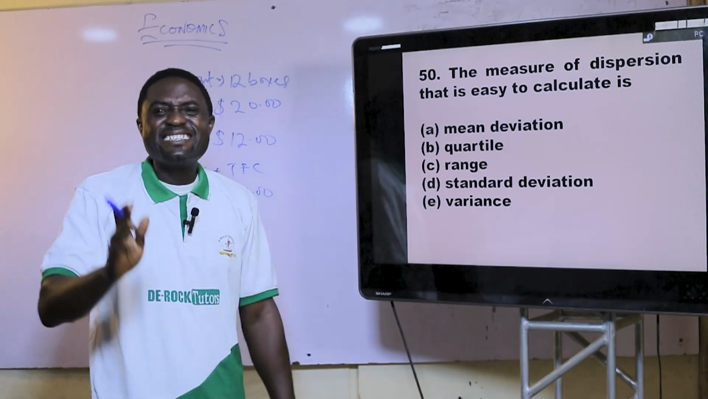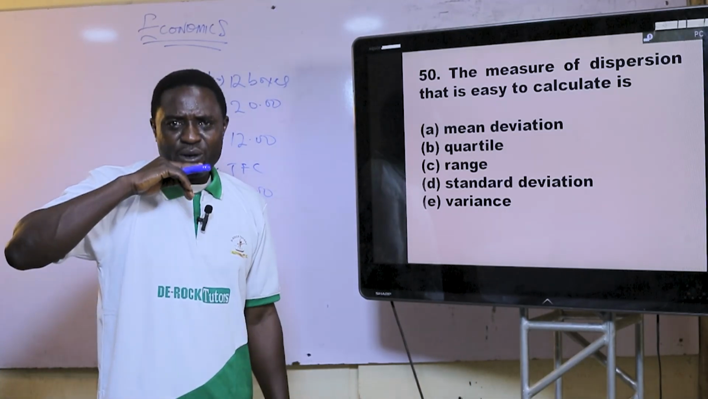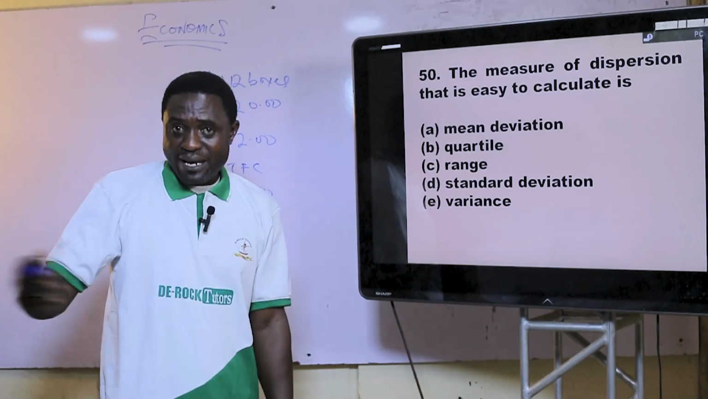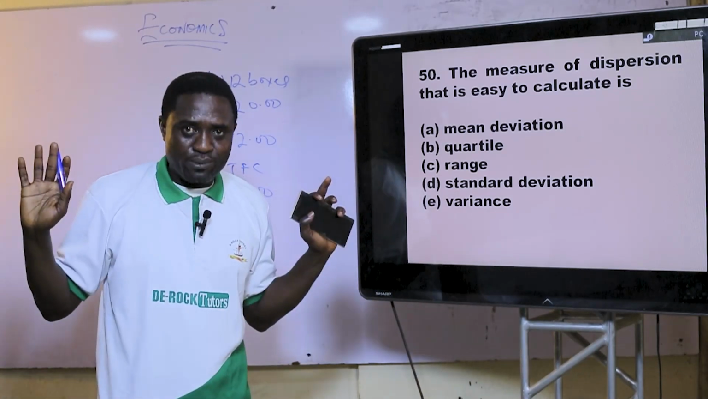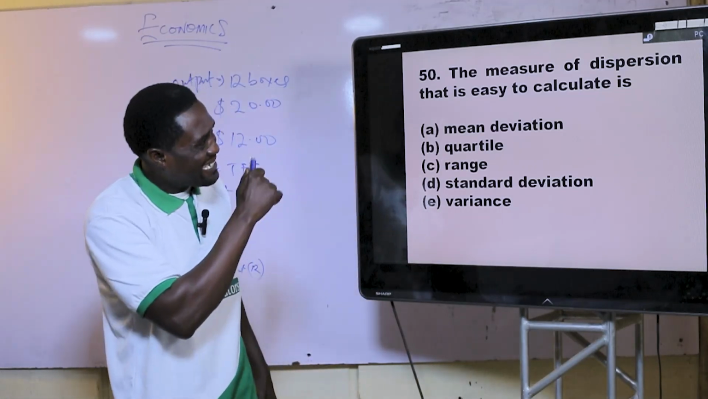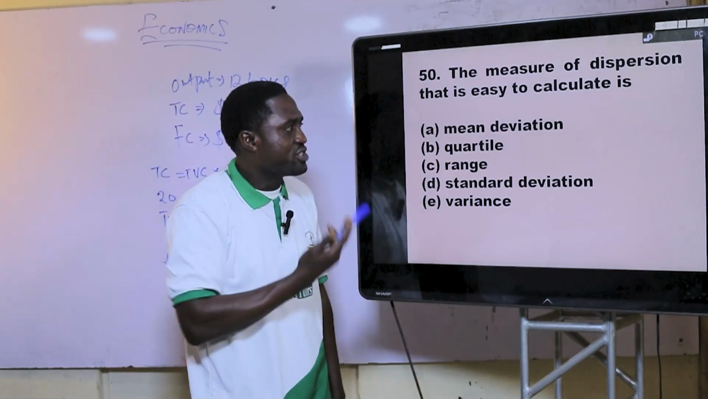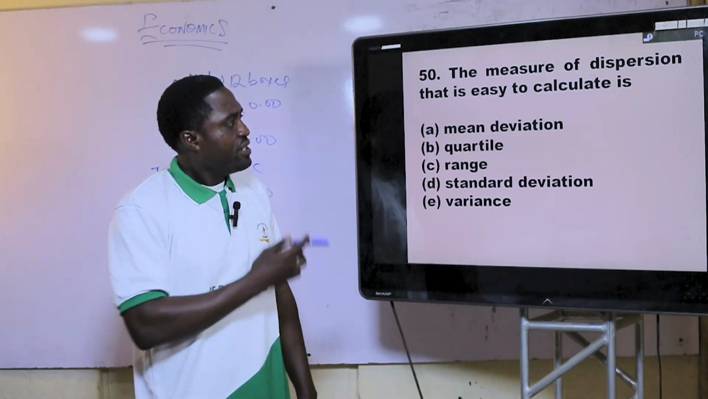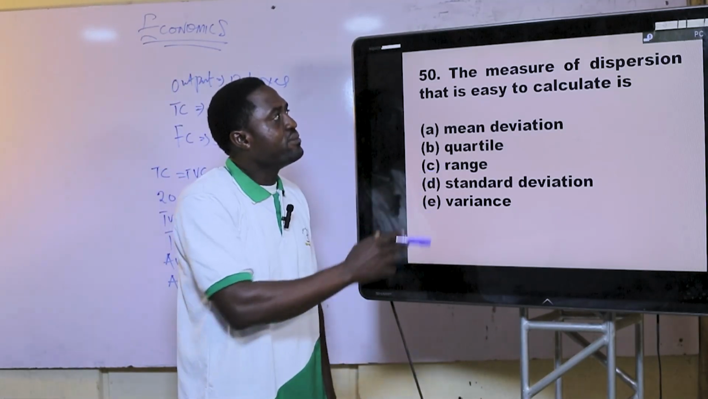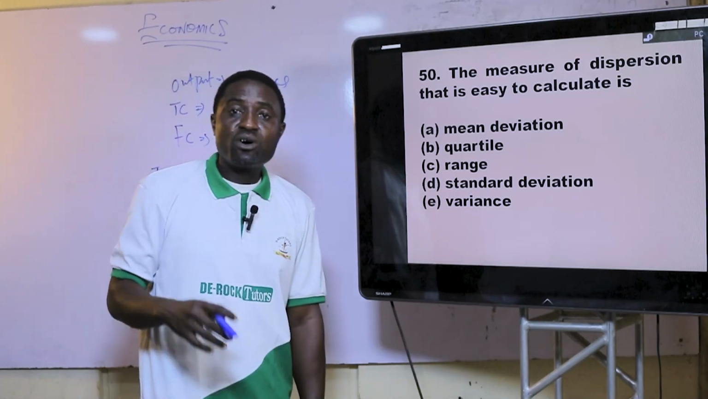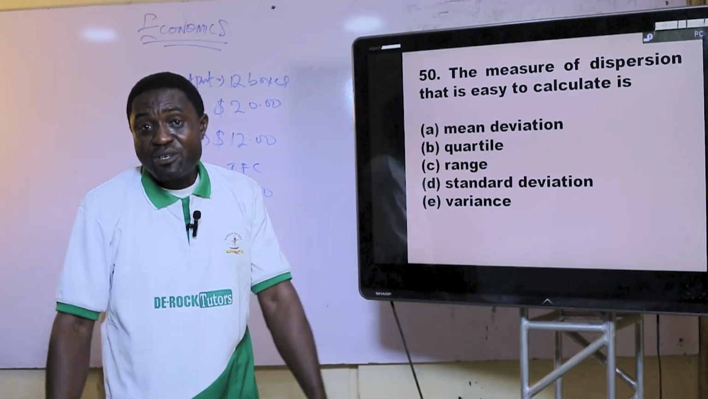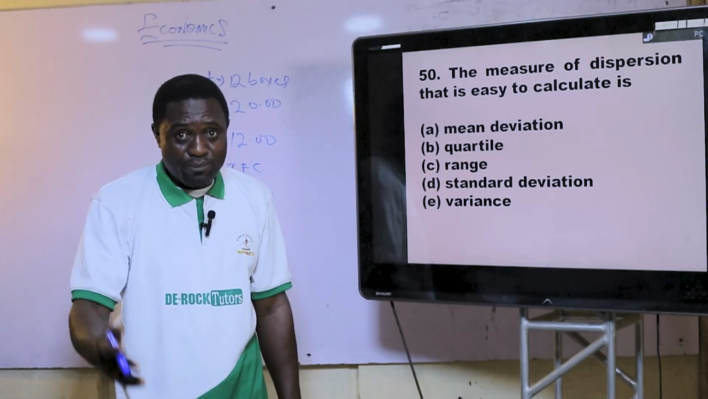It is the range. Range is the easiest, because how do you calculate the range? Range simply means the highest number minus the lowest number. Simple. So that is the simplest. It's not mean deviation, it's not quartile, it's not standard deviation, it's not variance. The one that's easy to calculate is range, because you just subtract the lowest value from the highest value. Then you get your answer.